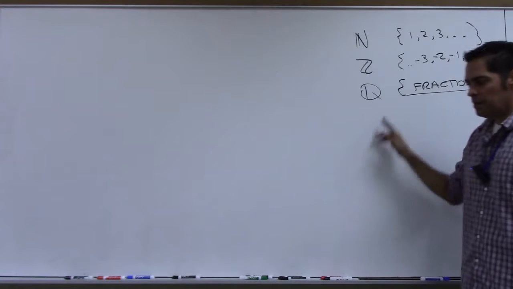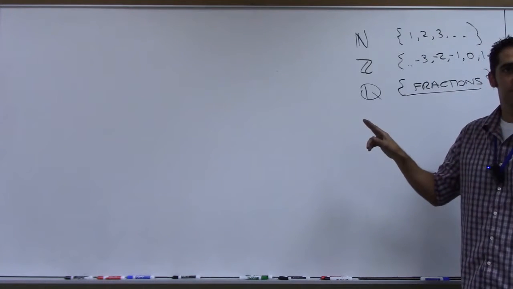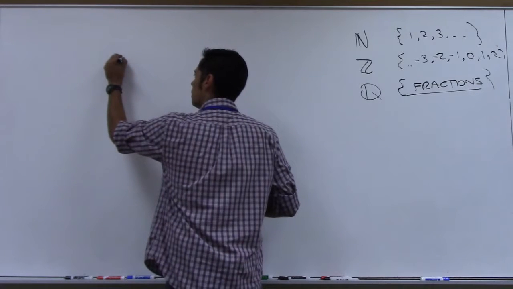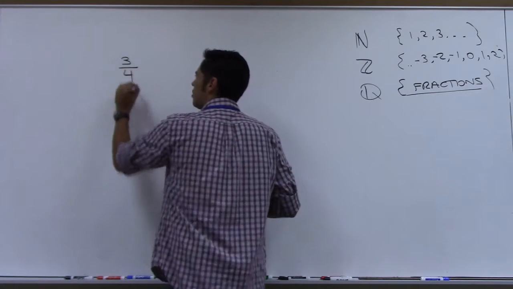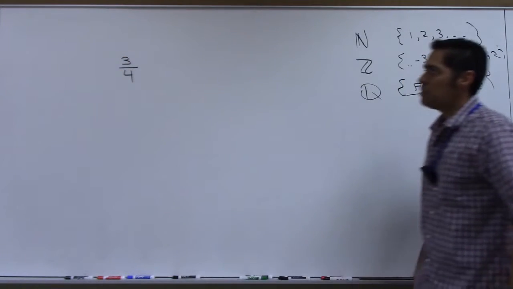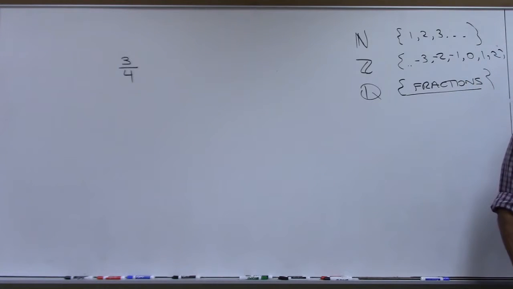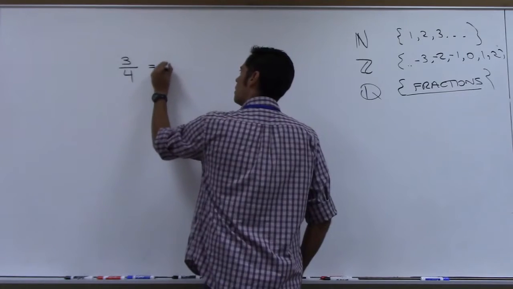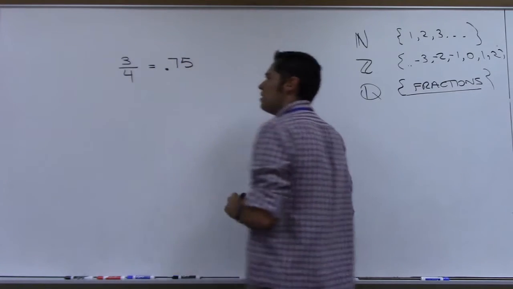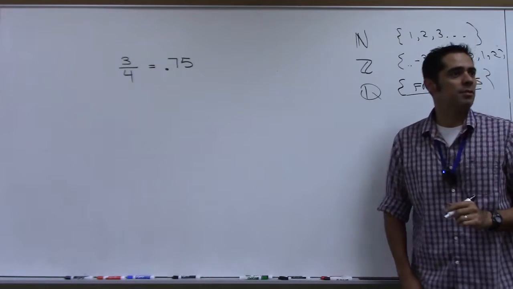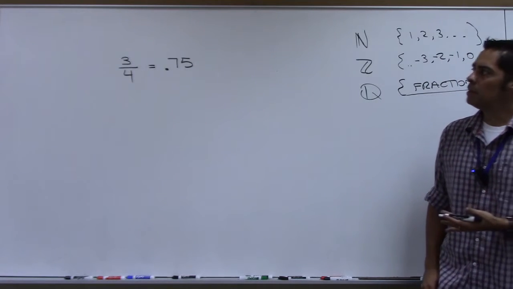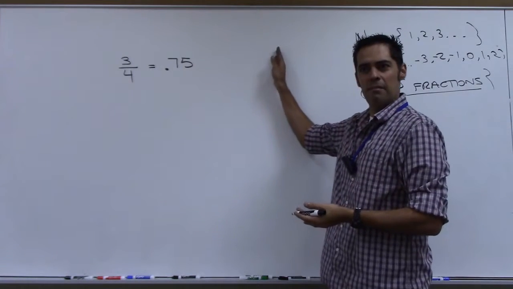Fractions. If I take a fraction, pick anything I want, I'm going to start pretty simple. I should be able to represent that as a decimal. And in this case, it would be just what? 0.75. And this is what we call a terminating decimal. It stops, right? It stops. There's actually zeros, right? But it stops.